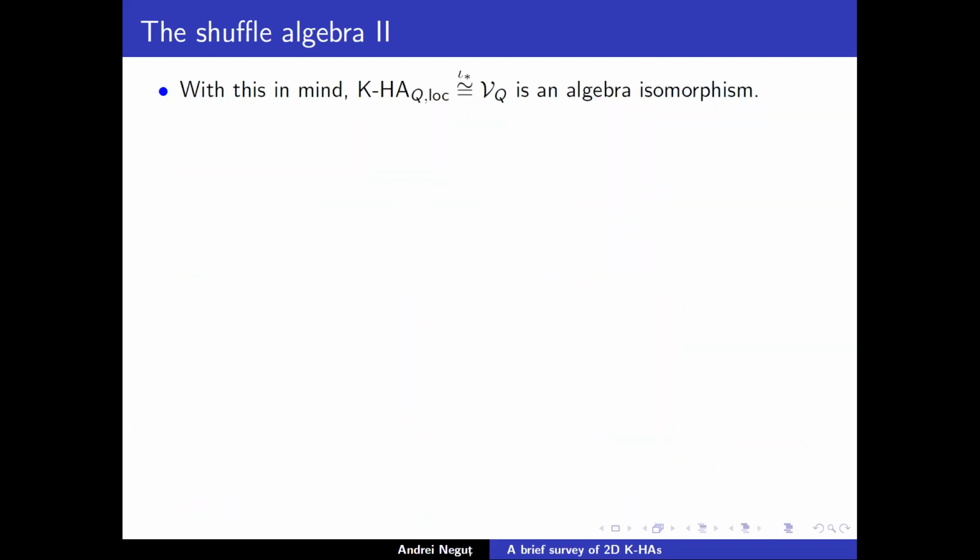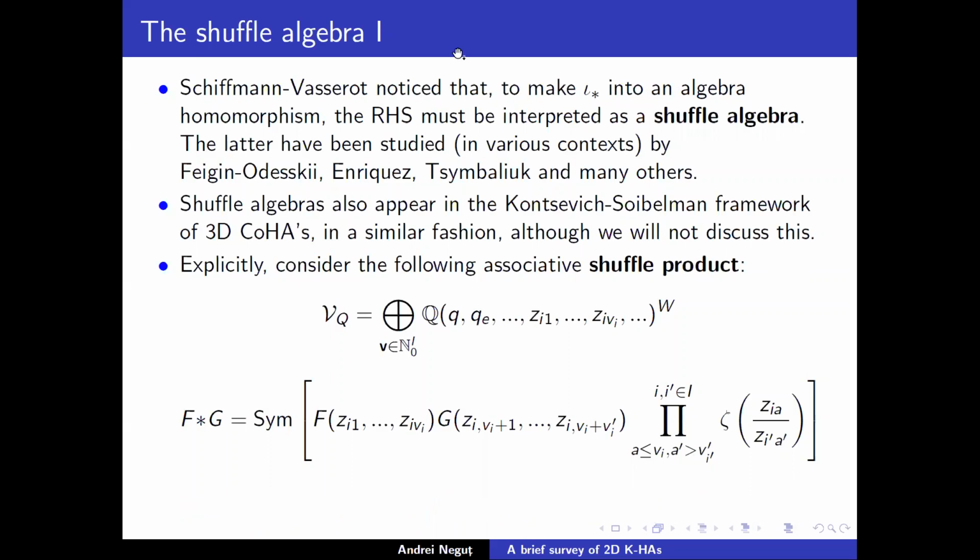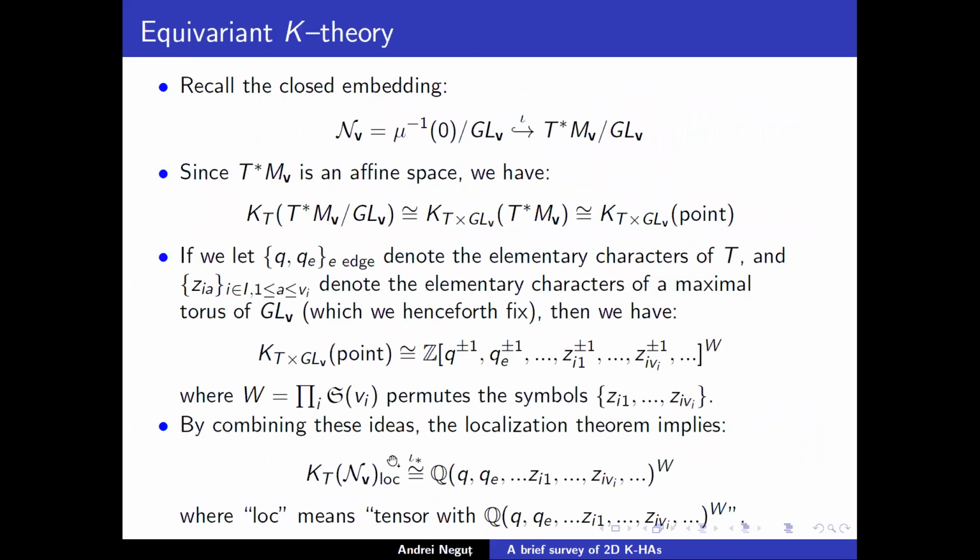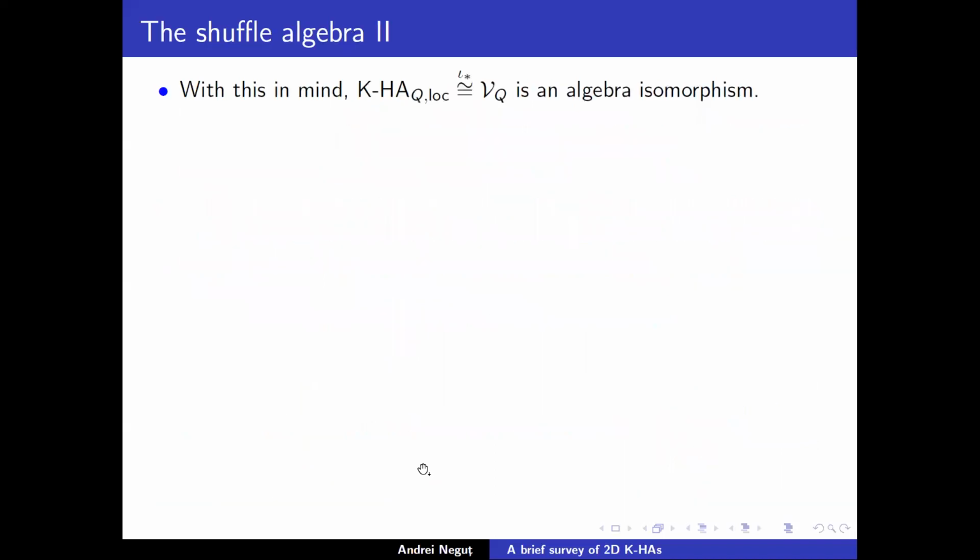Okay, so if you put this multiplication on the shuffle algebra, then the localization isomorphism, which we have seen down here, becomes an algebra isomorphism. In other words, this slightly weird at first shuffle product, which I defined on the previous slide, is rigged in such a way that this map I lower star is an algebra isomorphism. So the shuffle product and the K-theoretic product given by the extension diagram are compatible.